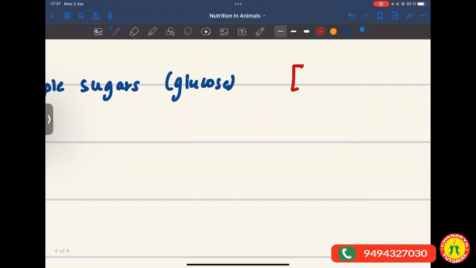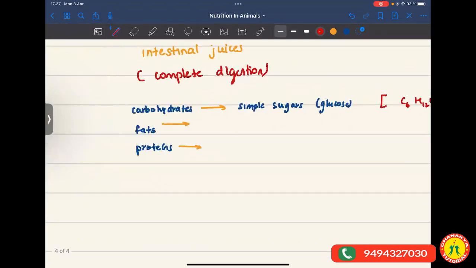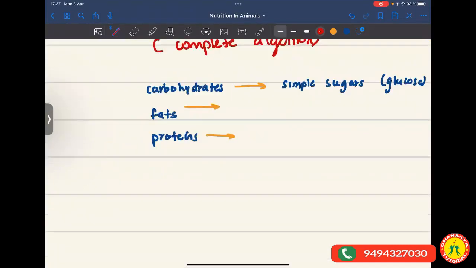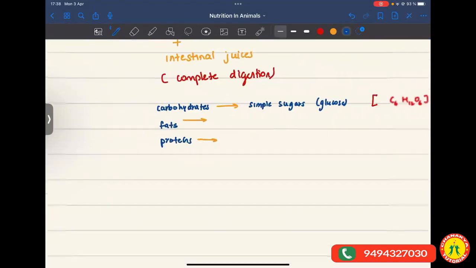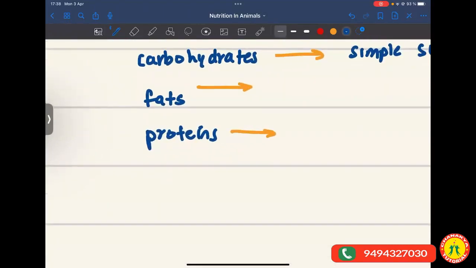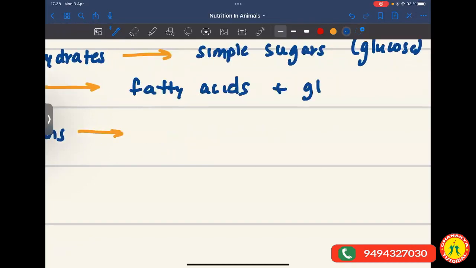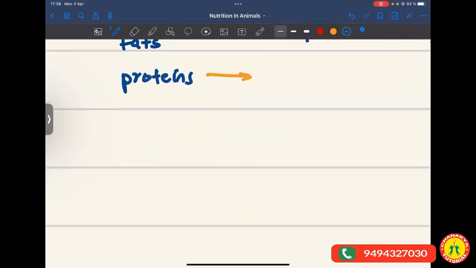For extra information, this is the scientific formula: C6H12O6. This is the glucose formula. So carbohydrates are converted into simple sugars, and fats are converted into fatty acids plus glycerol. And finally, the proteins are converted into amino acids.